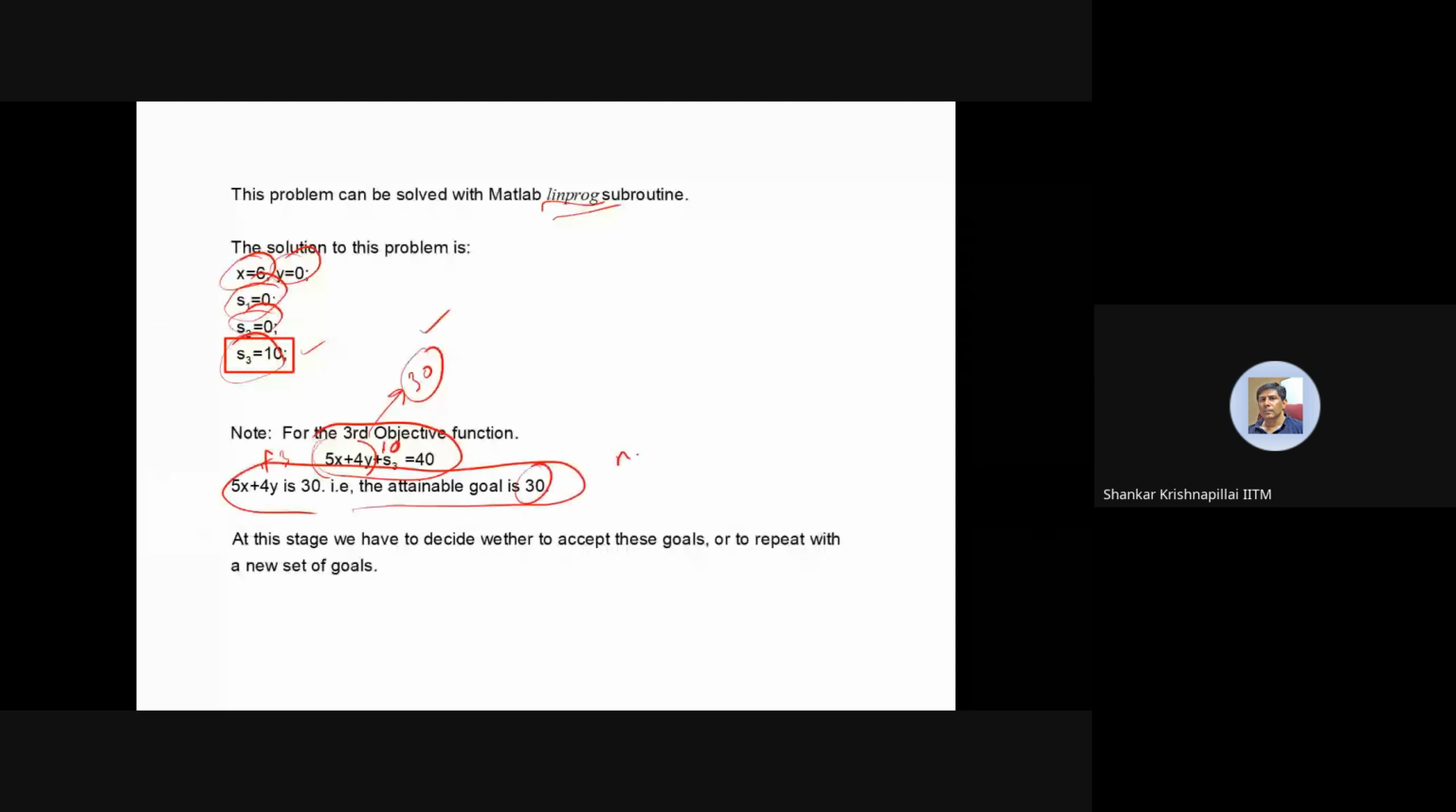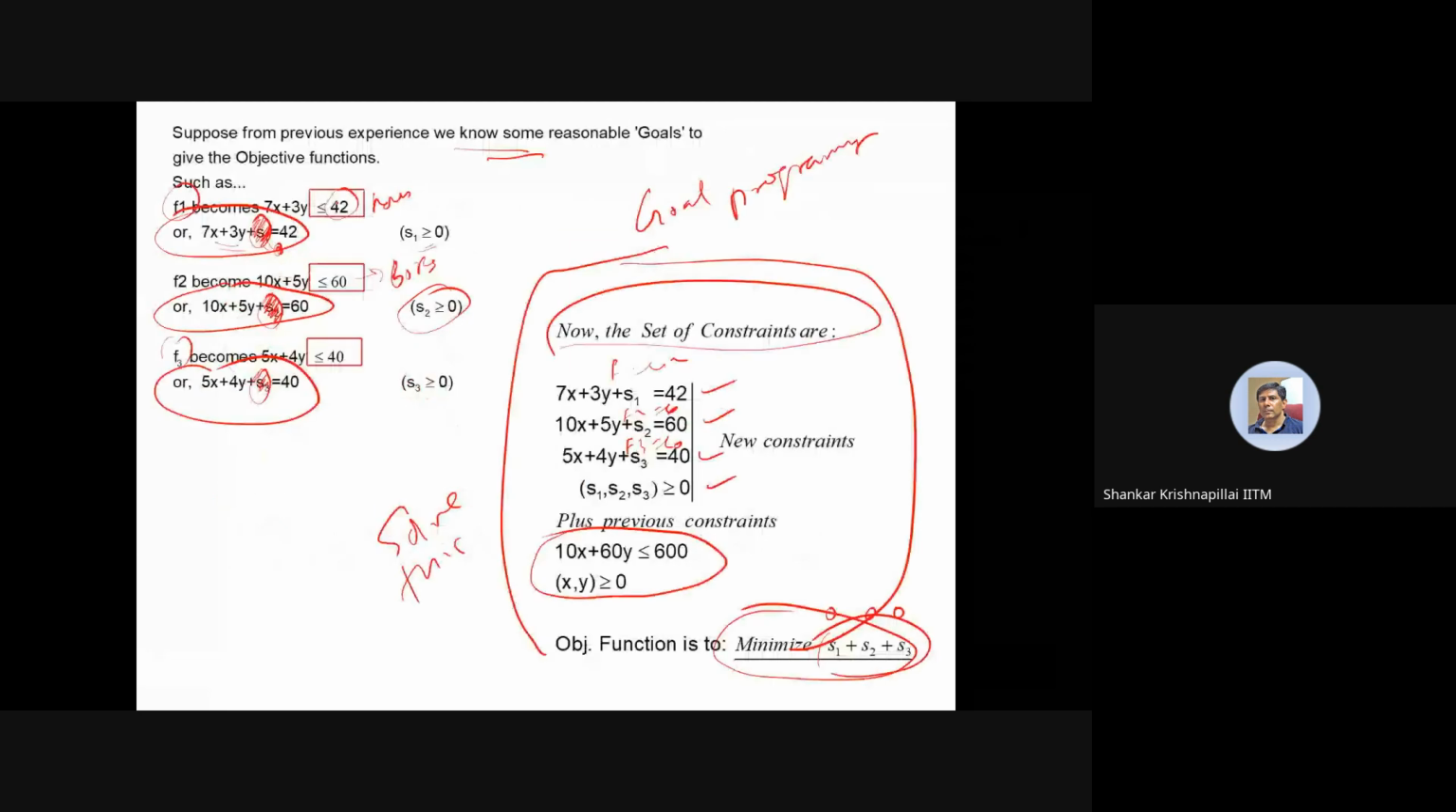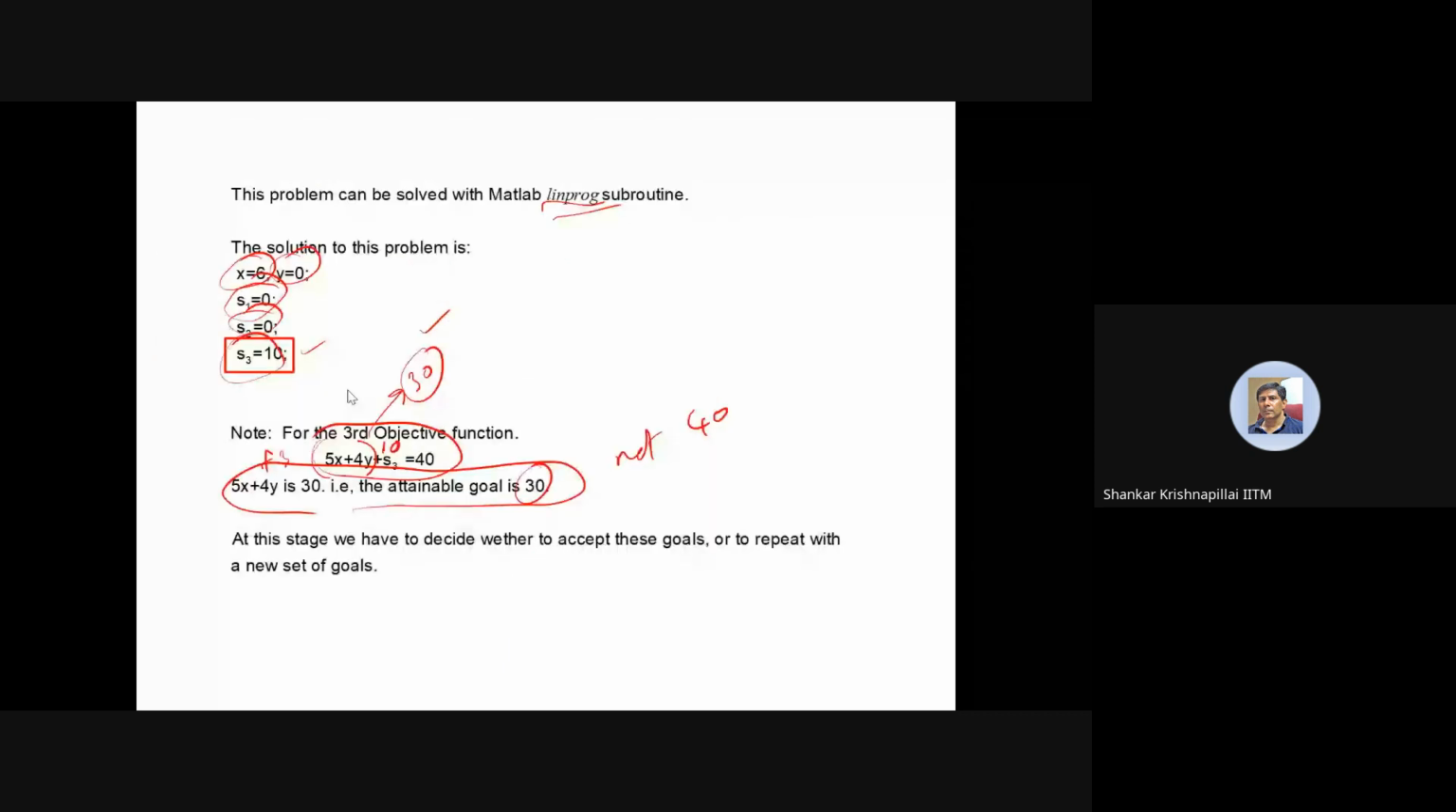If you want, you can do this problem again by changing the goals, maybe 40, 50, 20. You can change the goals and run the problem again until all the 3 goals are attainable. So that is the goal programming method.